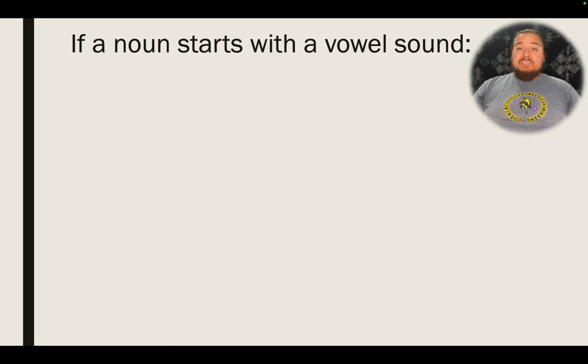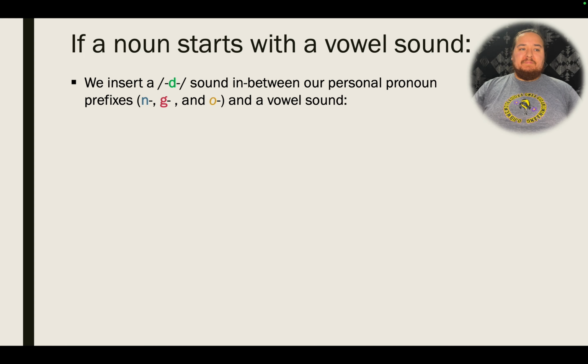So, if a noun starts with a vowel sound, we insert a D sound in between our personal pronoun prefix, those are your N, G, and O sounds, and the vowel sound. So for first person, N, and then our D sound, and then our noun, bob, kagun. So da, bob, kagun is how we would incorporate the pronoun prefix and the D sound. It goes in between the pronoun prefix and the noun.